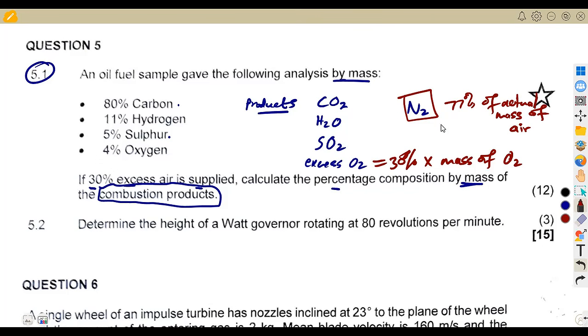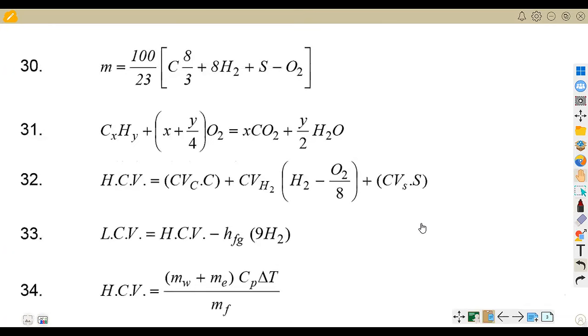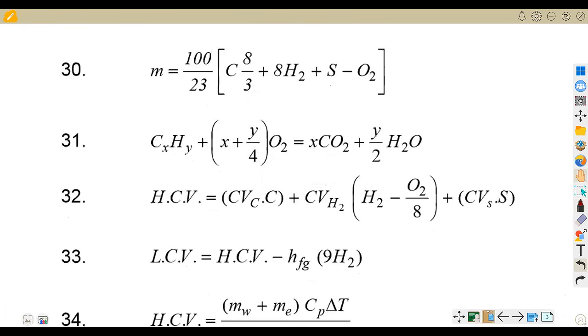Let's see from our formula. Remember, I said there are two formulas that you're going to use, but here we are not going to apply the second one. So we are going to apply this formula for the theoretical mass of air, which is simply 100 over 23 times the mass of oxygen. This whole part that we see here represents the mass of O2, which is the mass of oxygen.